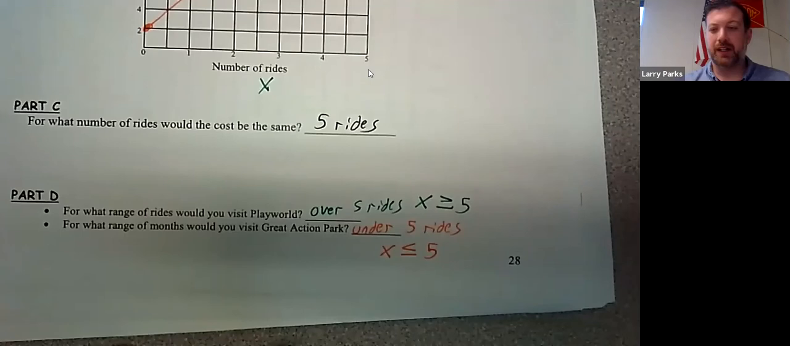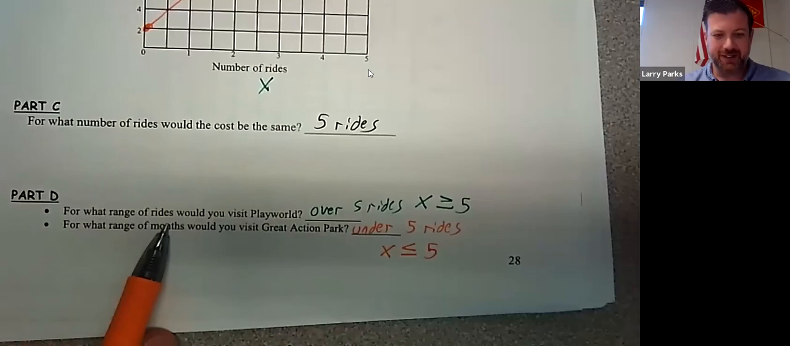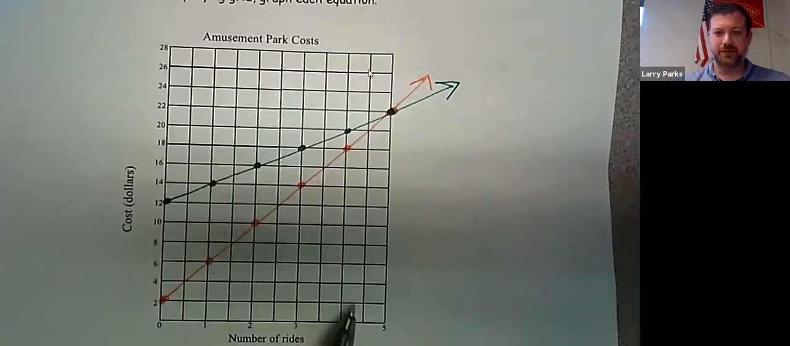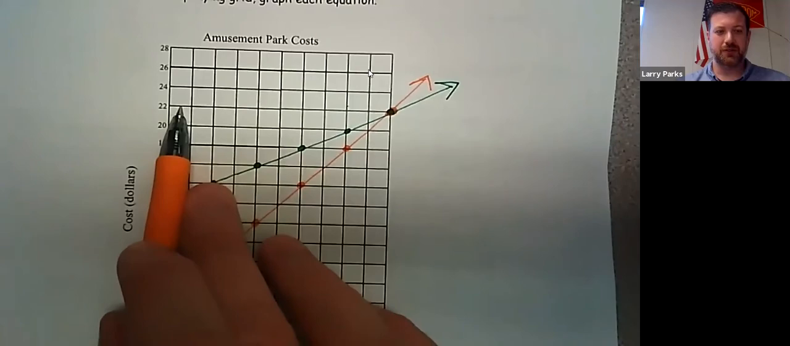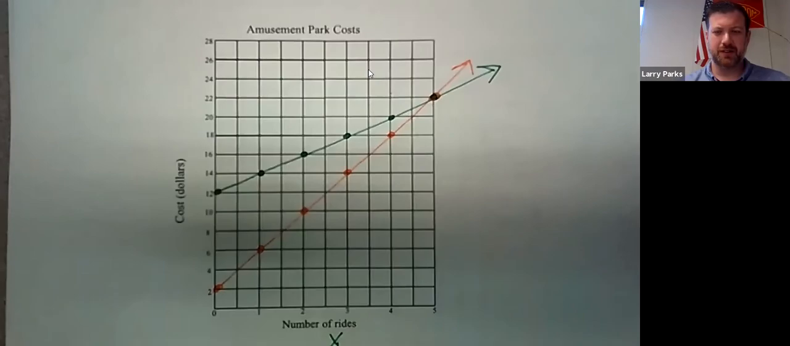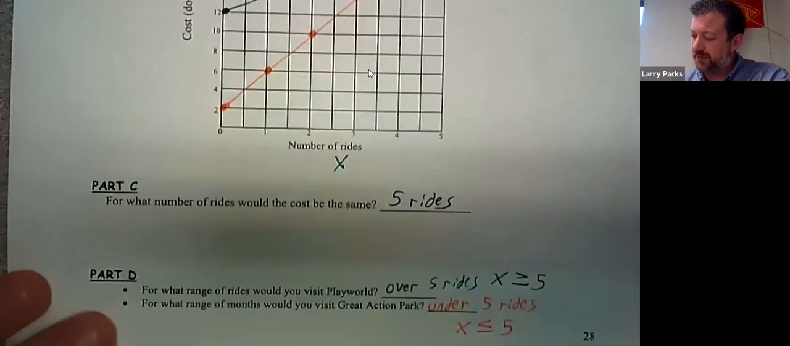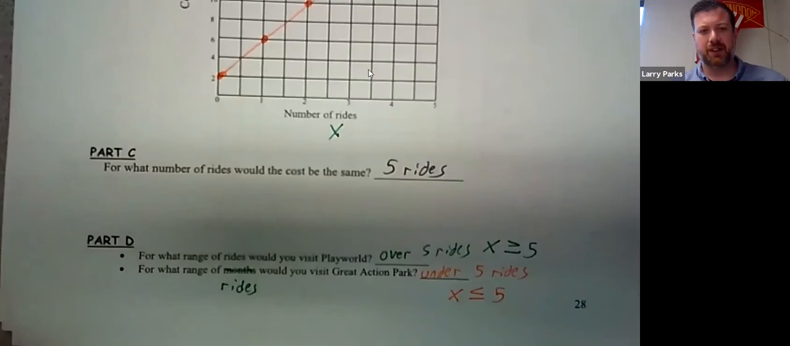And then, you know, I just read the problem. So for what range of rides would you visit Play World, over five rides? And I failed to read the question, for what range of months? So you would say, let's see, for months, Great Action, which is orange, we would say 22 for what range of months? Yeah, that doesn't make any sense. For what range of months? Because we just don't know number of rides and cost. So for what range of rides, we'll change that to rides. We don't know months. That's weird. That's a typo.